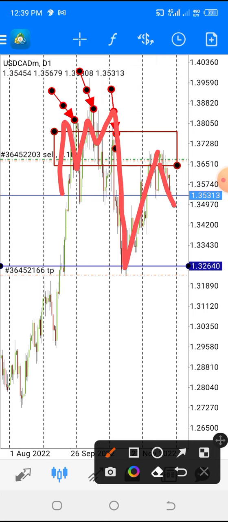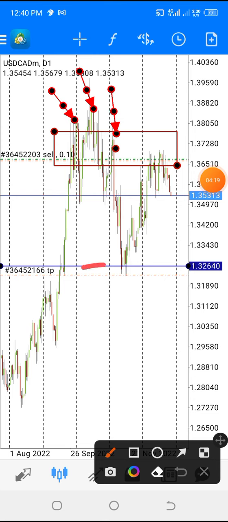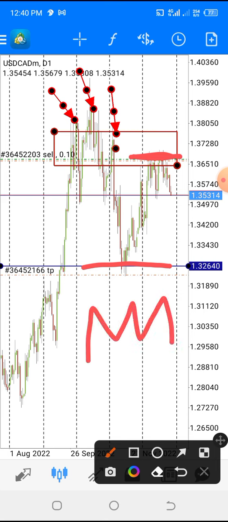Now let me tell you something, guys. I want you to know something in the forex markets. What you need to know is price just doesn't retrace from anywhere. Price either retraces from support or resistance points. You understand that? This is why I'm calling this a resistance point. Whenever you see price forming so many tops, that point acts as a resistance point. So you expect price to fall down.